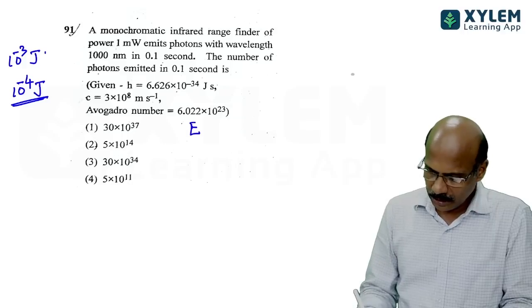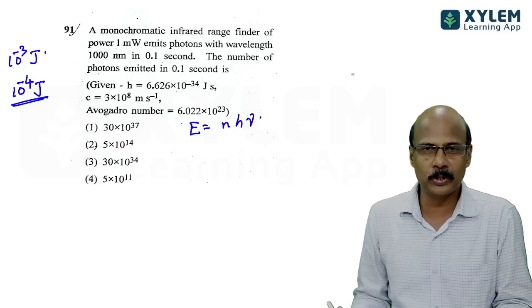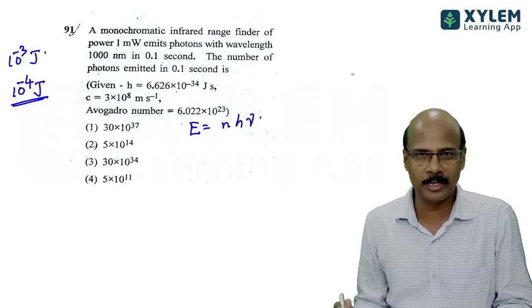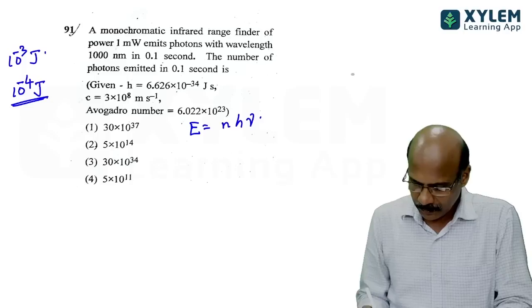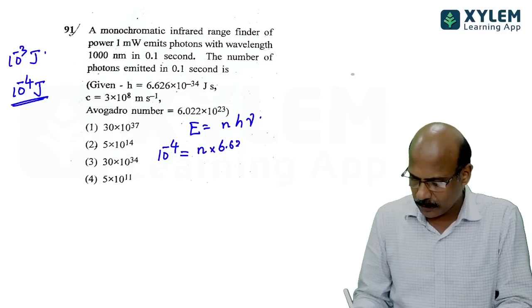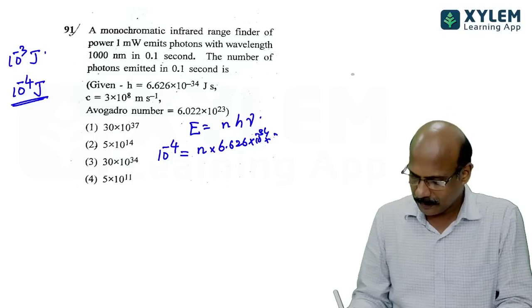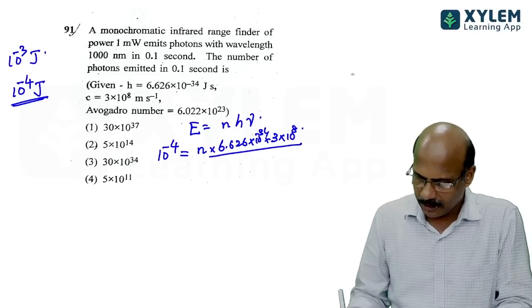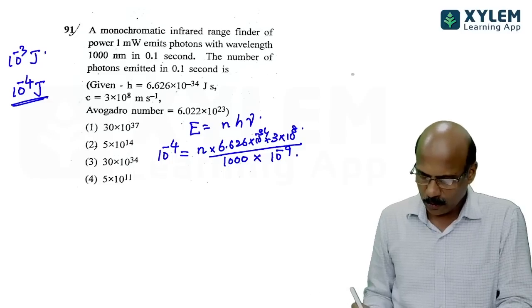Clear? We know that E equals nh nu. For one quantum or one photon, E equals 1 h nu. If there are n quanta, E equals nh nu. So here the energy emitted is 10 raised to minus 4 joule. So 10 raised to minus 4 equals n into h, you know, 6.626 into 10 to the power of minus 34. Nu is c by lambda. So that frequency is c by lambda. c is 3 into 10 to the power of 8 divided by lambda, which here is 1000 nanometer, 1000 into 10 to the power of minus 9 meter. On solving you will get n.